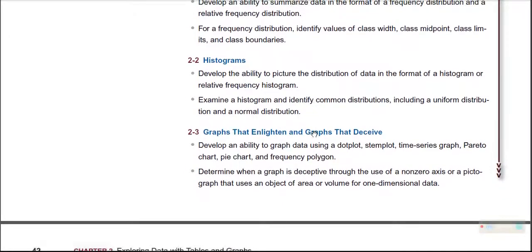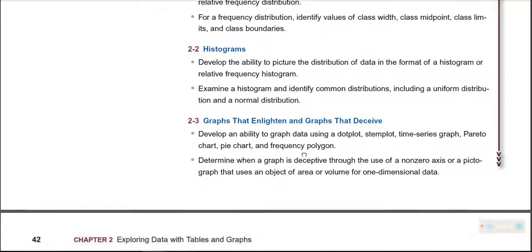Next, we have histograms. Develop the ability to picture the distribution of data in the format of a histogram or relative frequency histogram. Examine a histogram and identify common distributions, including a uniform distribution and a normal distribution. So again, we are going to work with bars.